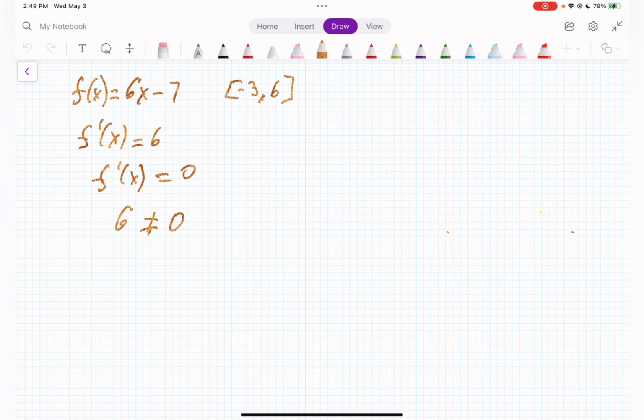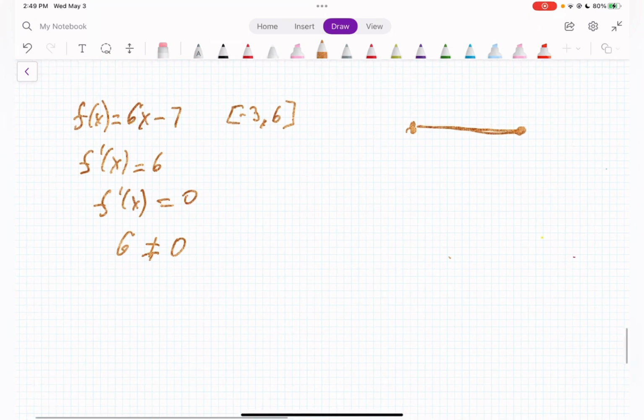So what we have left, since -3 and 6 are also included, imagine it's a straight line. Then we need to test -3 and 6. That means these endpoints are going to be our critical points. It's going to be either absolute max or absolute minimum. So let's figure it out. One of them is going to be the absolute maximum, one of them the absolute minimum.